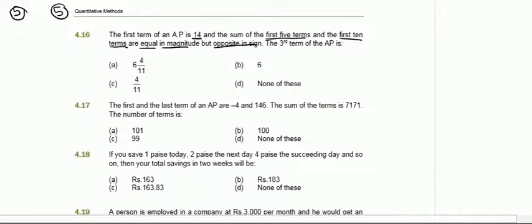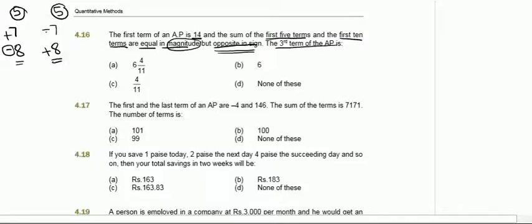By this it means that if, for example, the sum of first 5 terms is 7, the sum of the first 10 terms will be negative 7. Or if the sum of first 5 terms is negative 8, for example, the sum of first 10 terms will be 8. Equal in magnitude, the quantity or the number is the same but opposite in sign. If one has a positive sign, the other will have a negative sign. If one has a negative sign, the other will have a positive sign.